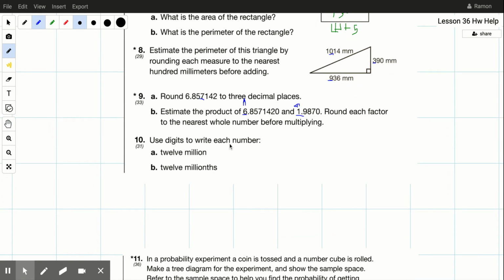Number 10, use digits to write each number. We have 12 million, which we know is going to be a whole number in the millions place. Now, million has 6 zeros. So we have 1, 2, 3, 4, 5, 6. And it's going to have a decimal at the beginning. Remember that we line up the digits given to us at the back end, and everything in between is going to be a 0.